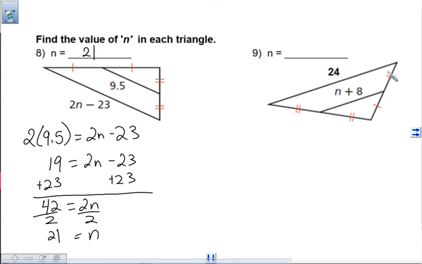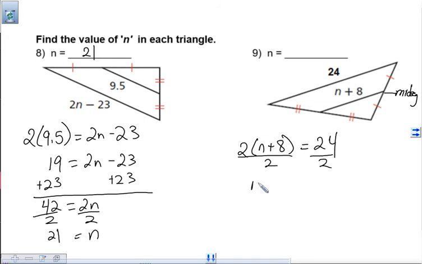Next up, again, we have a midsegment, and remember 2 times your midsegment equals our side length. So 2 times n plus 8 equals 24. Now we can divide by this 2, or we can distribute it. Either way works. I'm going to divide because it's less work to me. So we get n plus 8 equals 12. Subtract 8 from both sides, and n equals 4.